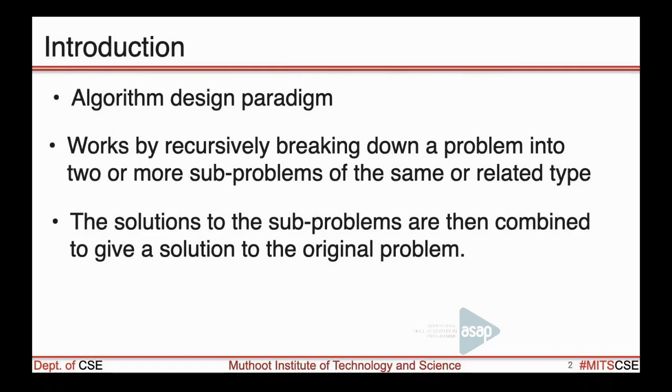So how does divide and conquer strategy work? It is a basic strategy that we always adopt whenever we have real life problems. We break down the problem into two or more sub problems of the same type or a related type, and then we find solutions to those sub problems and combine them together so that it gives the solution of the original problem.